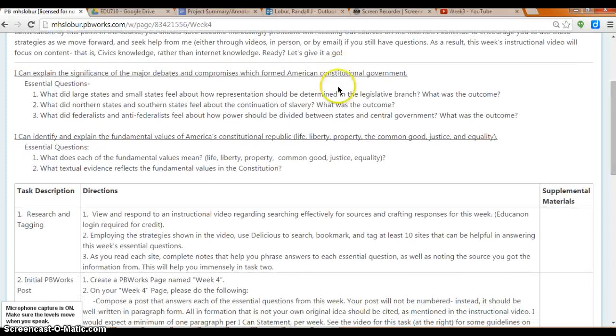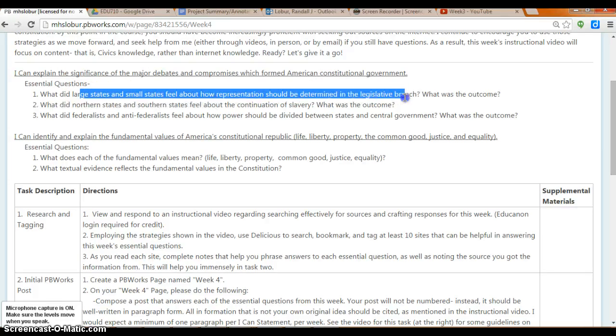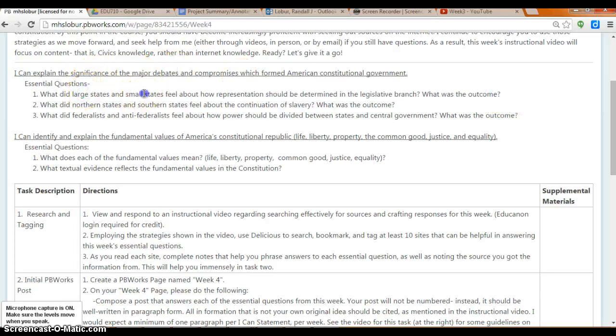So the week's first I can statement is I can explain the significance of major debates and compromise which form the American constitutional government. In particular, what did large states and small states feel about how representation should be determined in the legislative branch? What was the outcome? In other words, you're going to be looking at the Virginia plan, the New Jersey plan, and the Great Compromise. So you'd want to be able to describe those or find sources that can help you describe those.